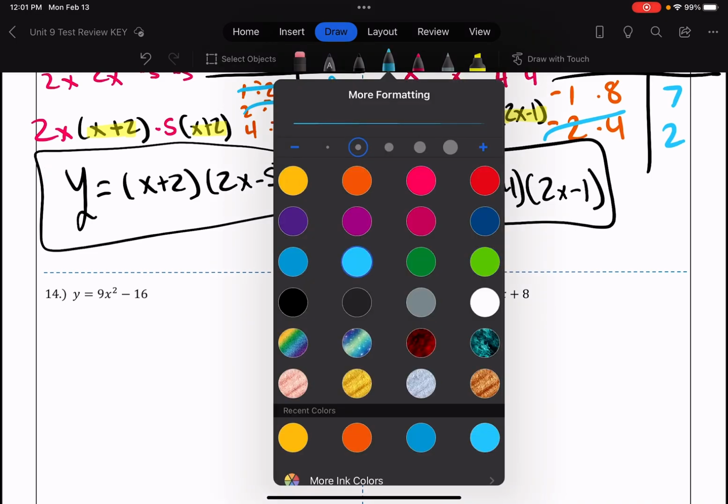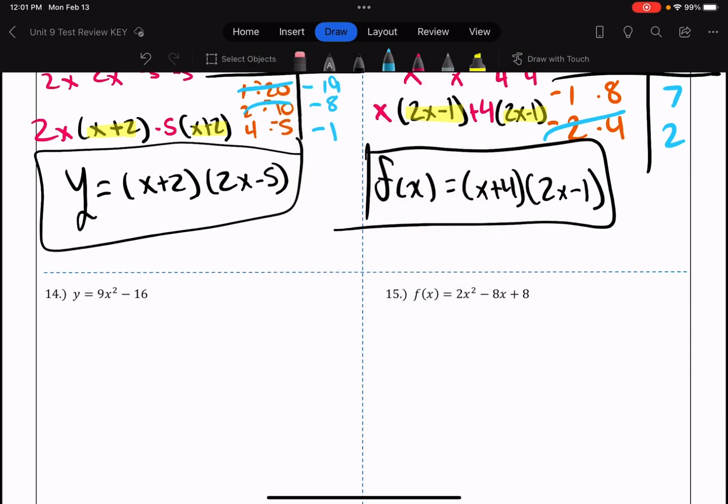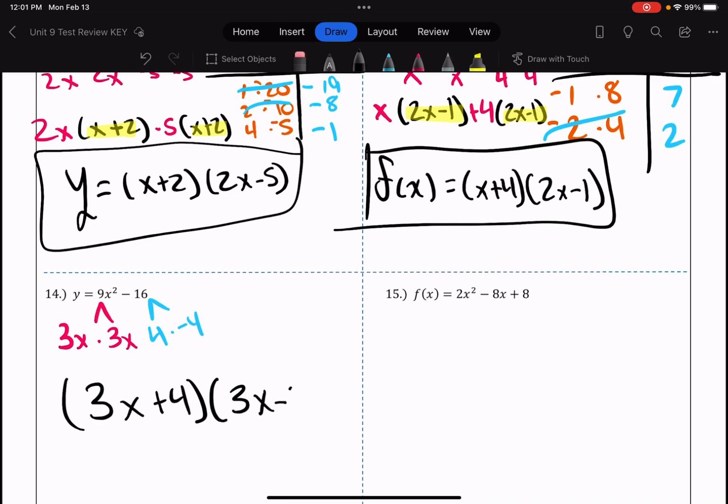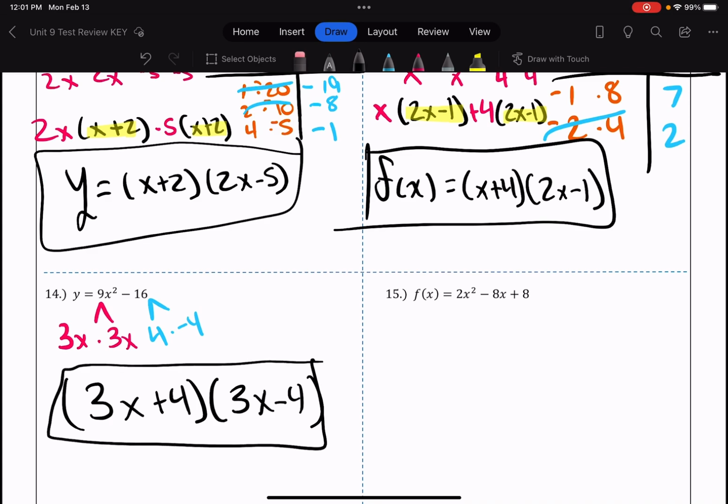So they fall under the case of a difference of two squares. 9x squared does have the perfect square factors of 3x times 3x, and I can rewrite -16 with the perfect square factors of 4 times -4. That's going to yield the factors of 3x plus 4 and 3x minus 4. And that's all that you need to show for problem number 14. You can say that y equals 3x plus 4 and 3x minus 4.